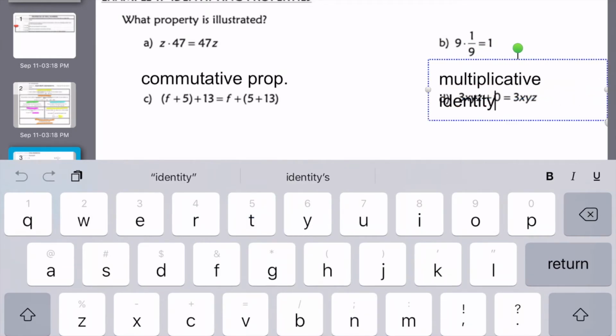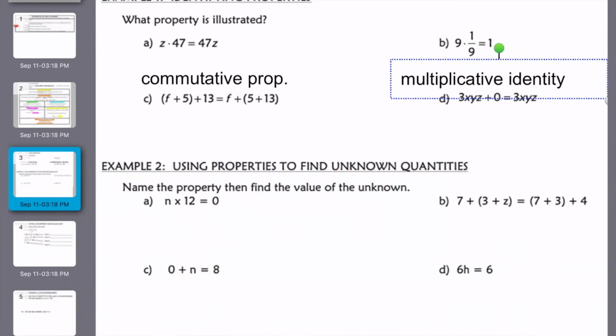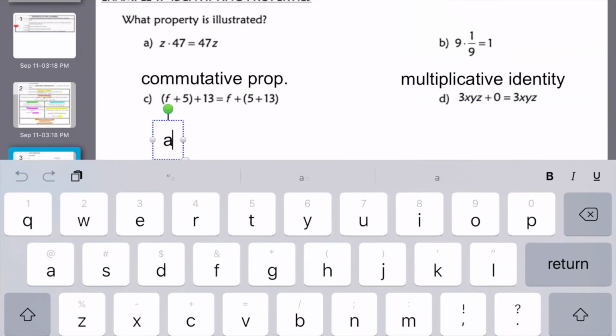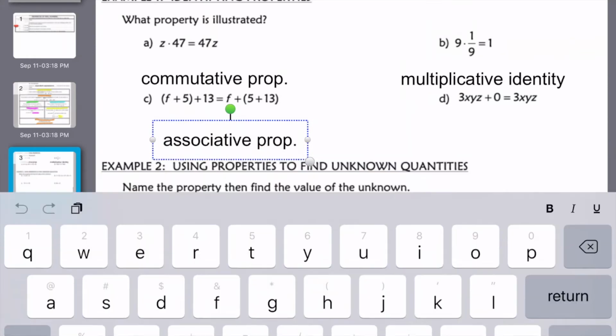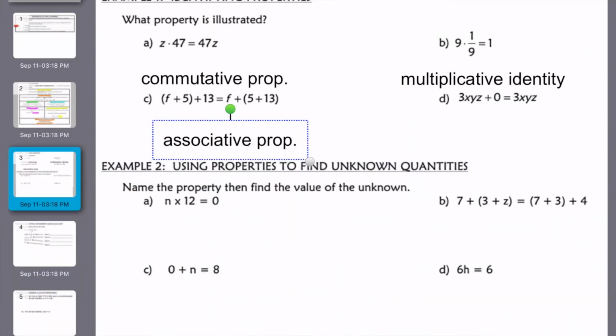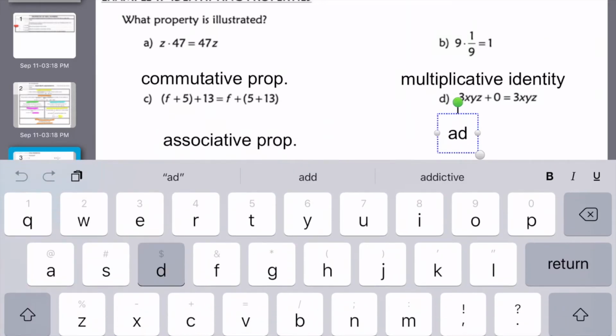And let's expand that out a little bit. For C, it looks like there's some grouping going on. So in this case, I'm automatically thinking the associative property. I'll just make it prop again, keep it consistent. And then 3 times x, y, z plus 0 does in fact equal 3 times x plus y, or times x times y times z. This is just the additive identity.